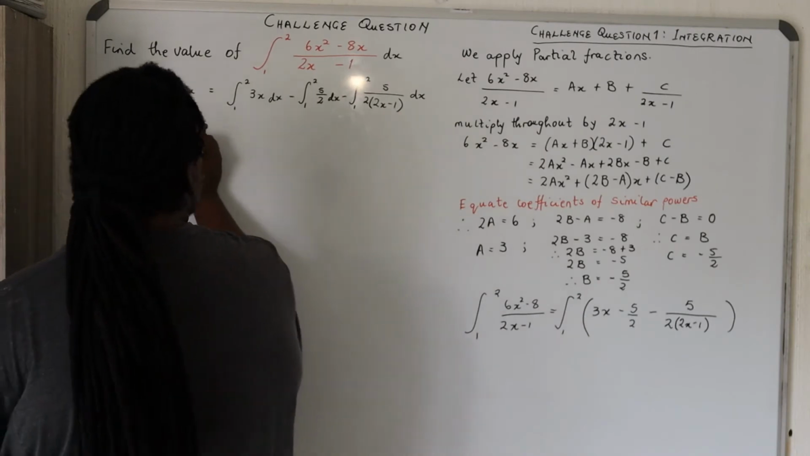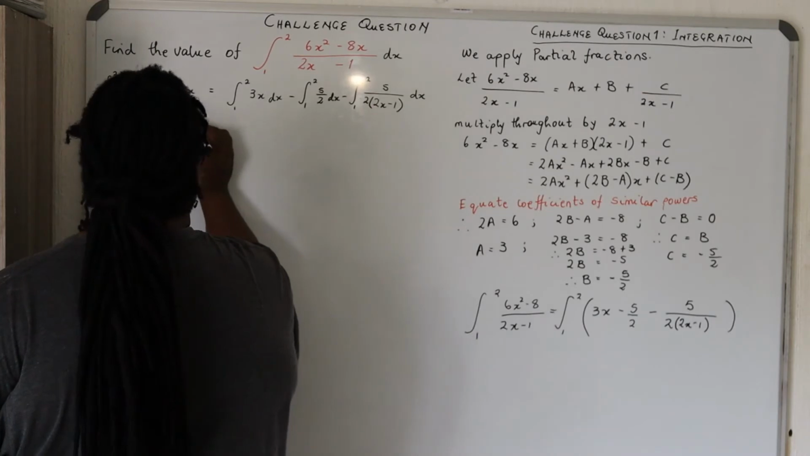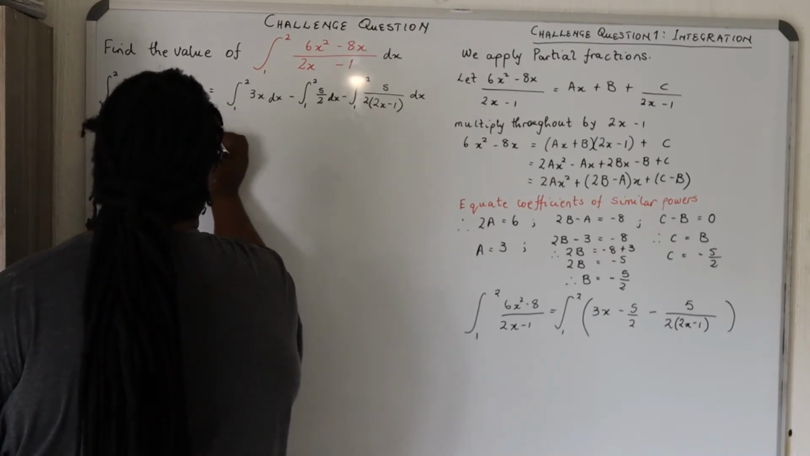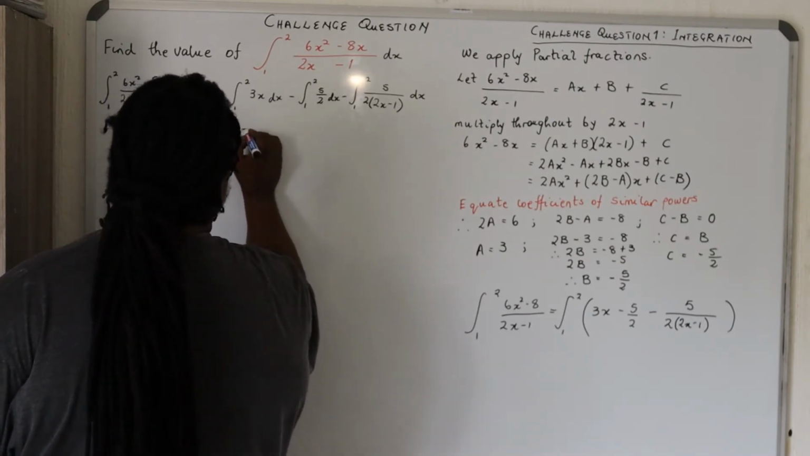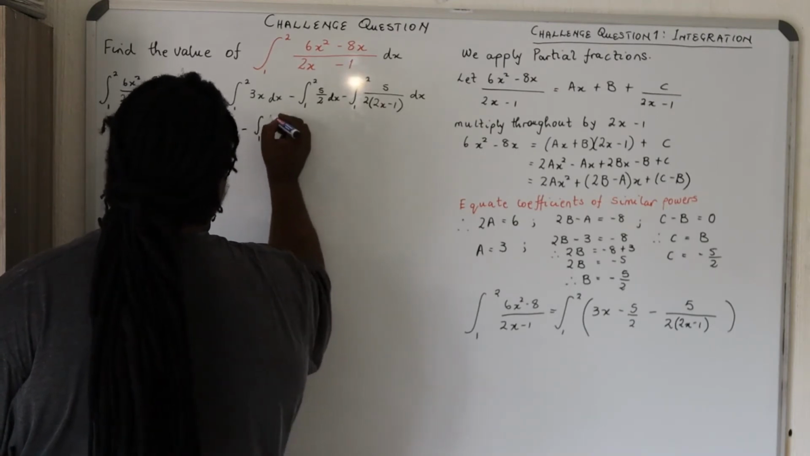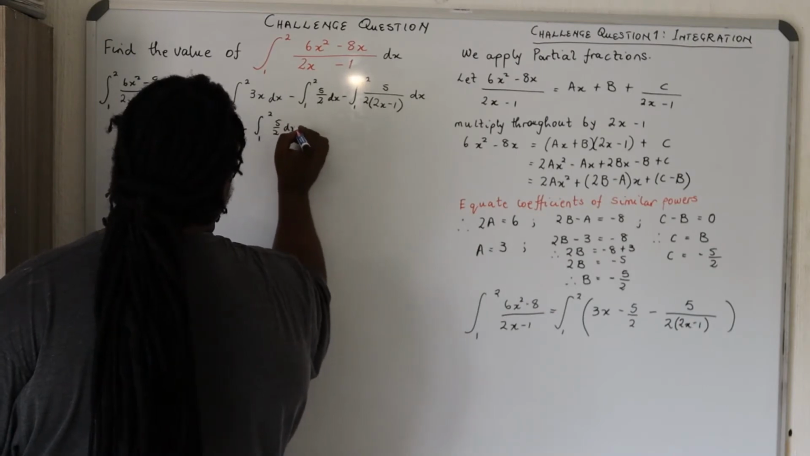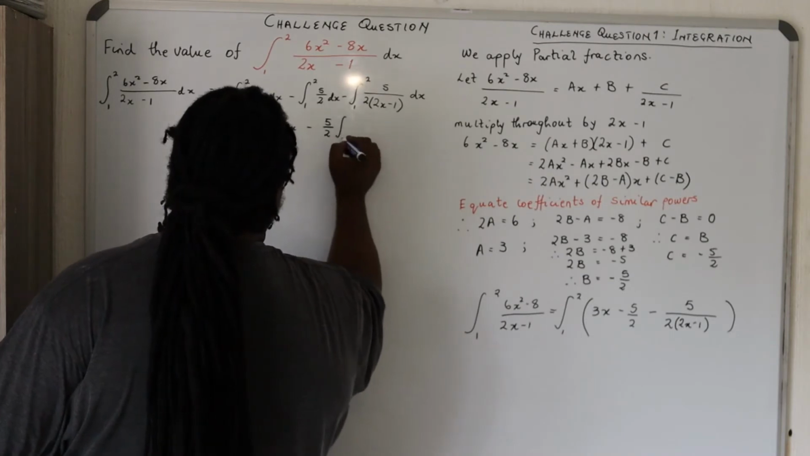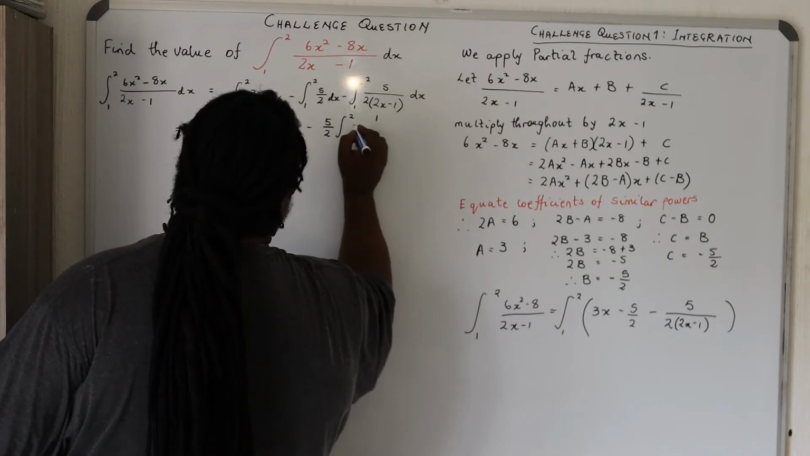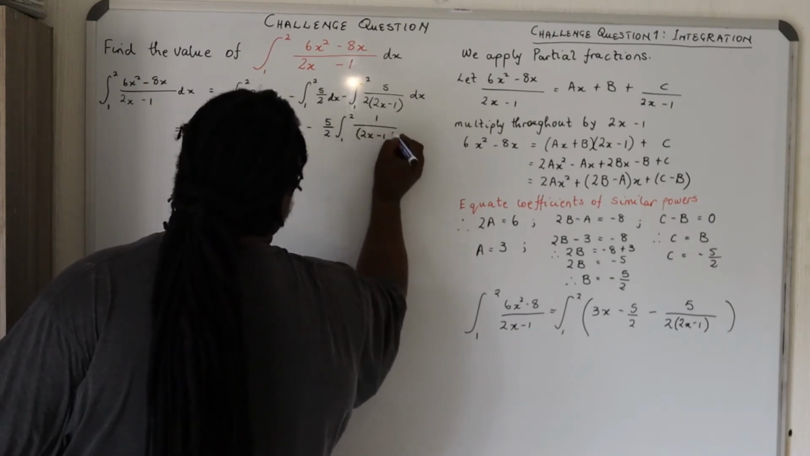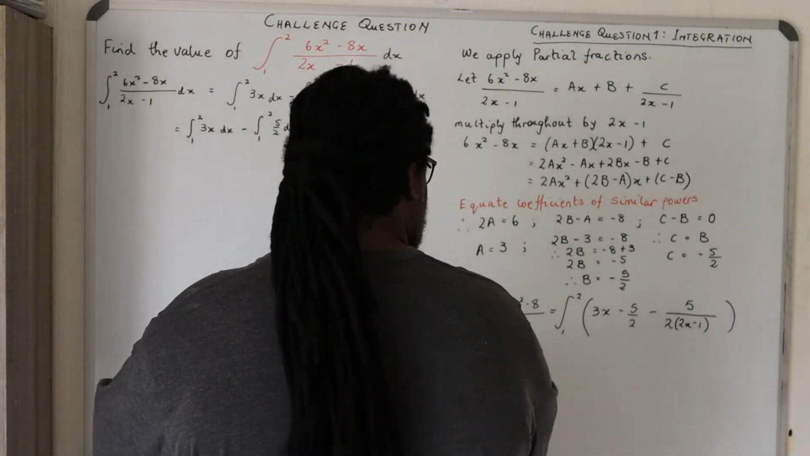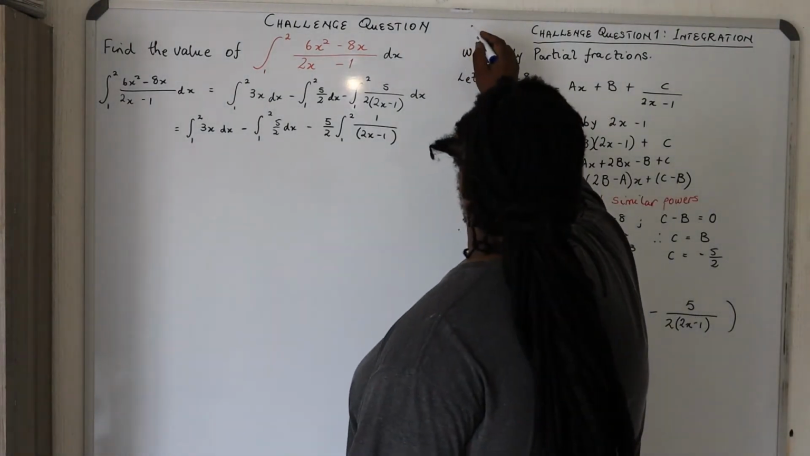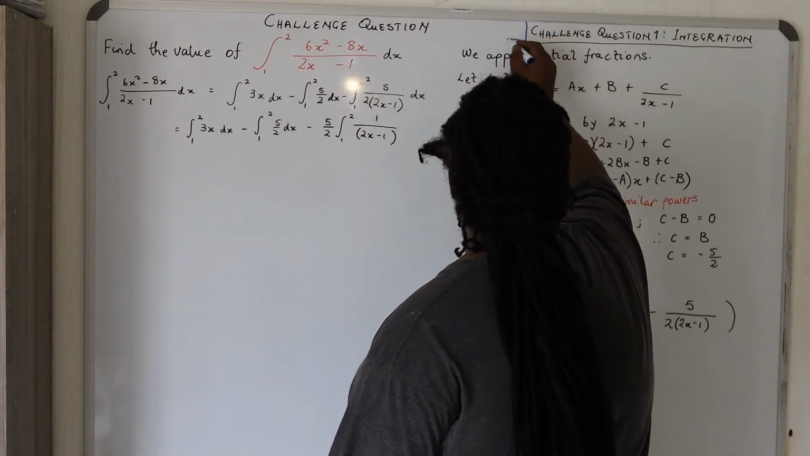So we can then say this is equal to integral from 1 to 2 of 3x dx minus integral from 1 to 2 of 5 over 2 dx minus, let's take the 5 over 2 outside of the integral sign, 5 over 2 integral from 1 to 2 of 1 over (2x minus 1). We can put a dividing line here so we can follow exactly where we are.